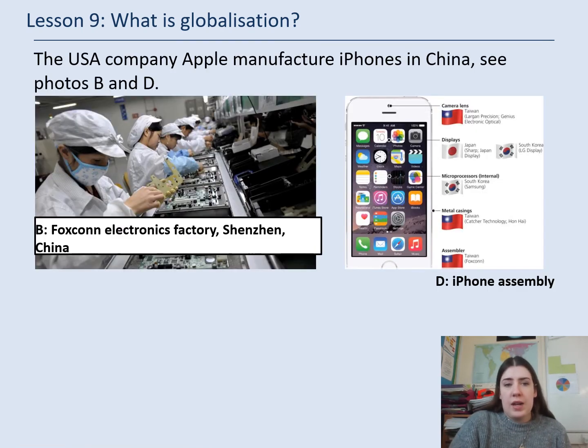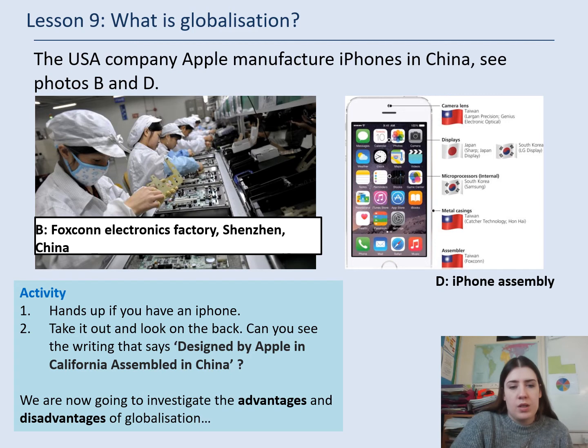So this is now looking at Apple, and looking at iPhones. Most people have iPhones or maybe Samsungs, and on the back you can see, if you have one, that it says designed by Apple in California, assembled in China.